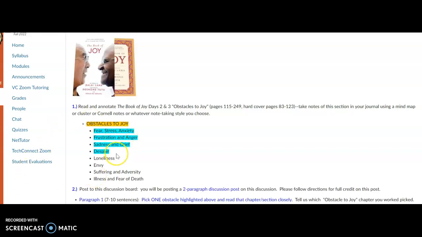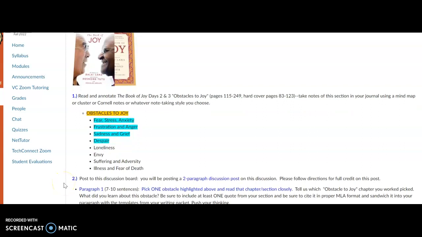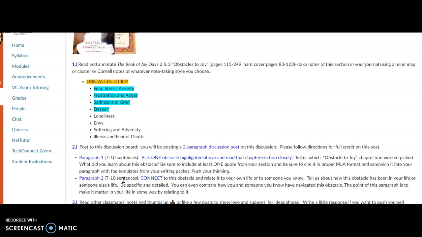Once you've picked that chapter that you really want to hone in on, then you will take notes of this section in your journal using either a mind map, a cluster, Cornell notes, or whatever note-taking style that you choose to help you integrate the information into your journal. If you follow the directions here on the post, what you're being asked to do is share your experience with one of the obstacles to joy chapters, the one that you pick. And there are questions here to help guide you with your paragraphs.